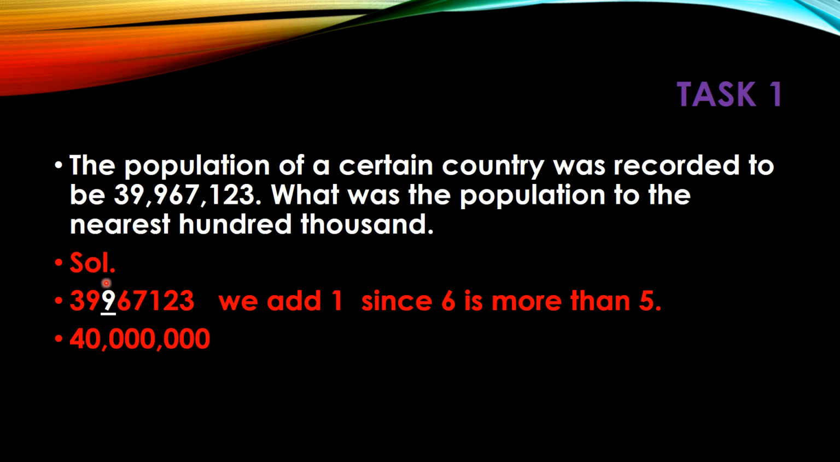And if you add 1 here, it is 0, 0, 1, this is 400. Then with how many zeros? Here you'll add these zeros because they have value, 1, 2, 3, 4, 5. And then you add those 6 zeros that you find there, and your answer will be 40 million. So this number to the nearest 100,000 is 40 million.